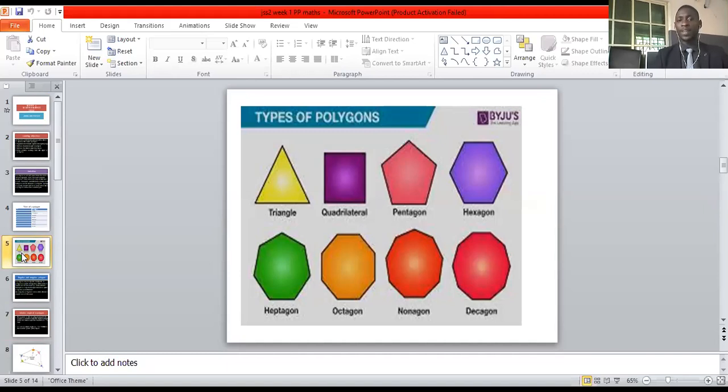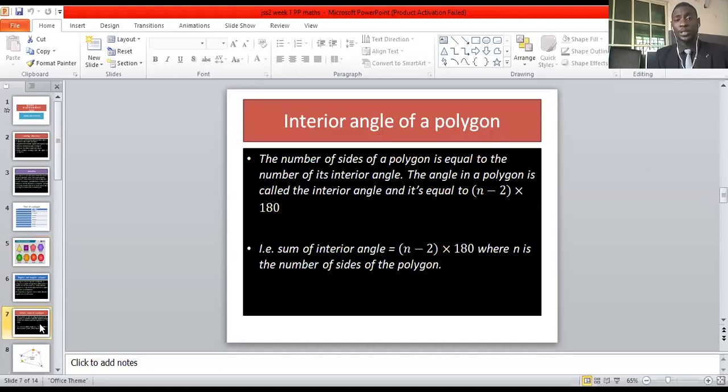A pentagon has 5 sides. The number of interior angles is 5. A hexagon has 6 sides. The interior angles are 6. A heptagon has 7 sides. The interior angles are 7. An octagon has 8 sides. The interior angles are 8. You understand? So this is what we are talking about. The number of sides of a polygon is equal to the number of interior angles.